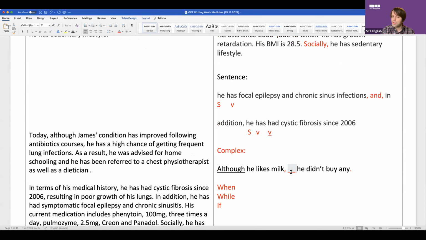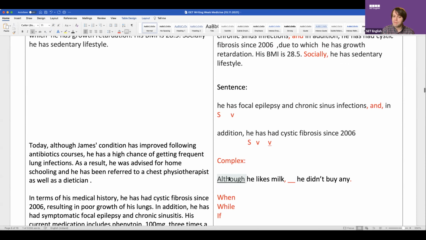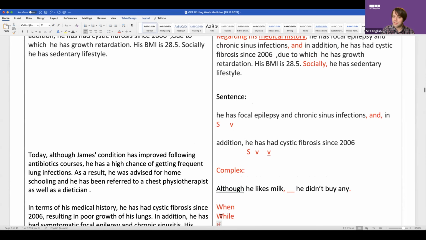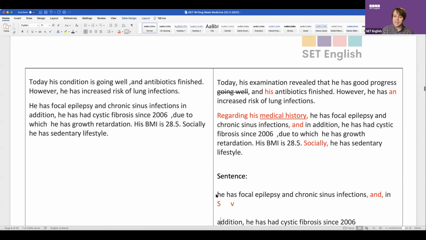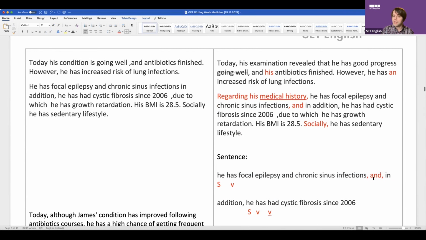There's no conjunctions here, right? But they're complex because they have these words instead. Okay, but this is not a complex sentence. Do you see any contrast here? Is there when or while or if here? No, it's two independent clauses being joined by conjunctions.